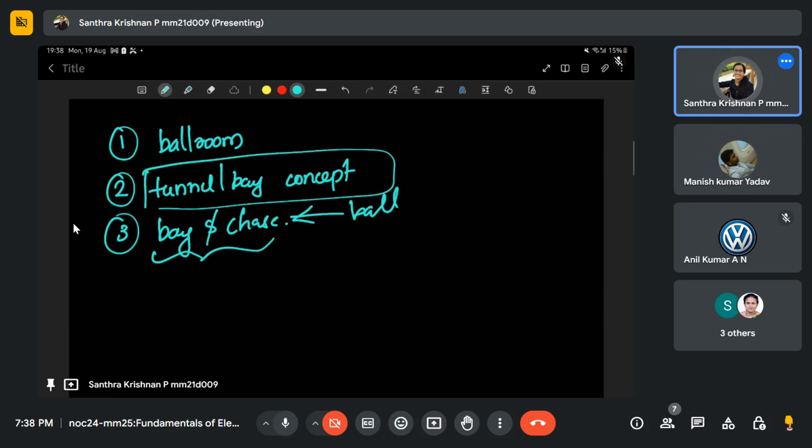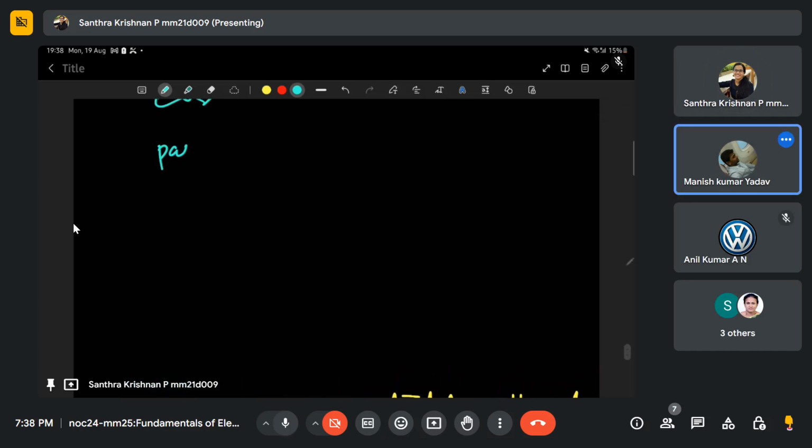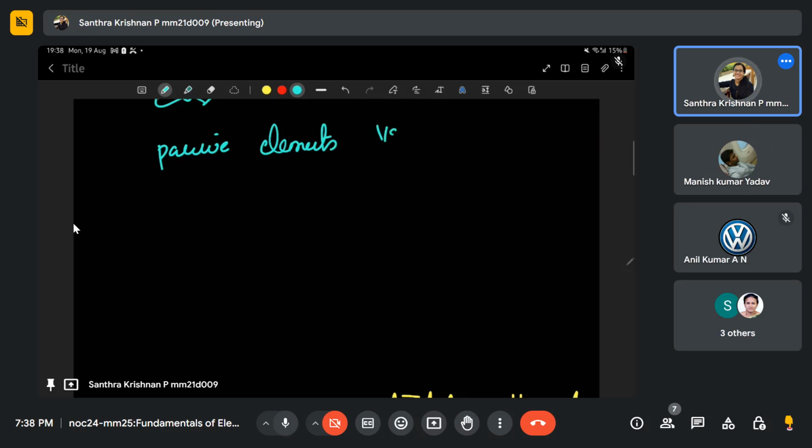Then, next is passive elements versus active elements. Can you tell me the difference between passive elements and active elements?